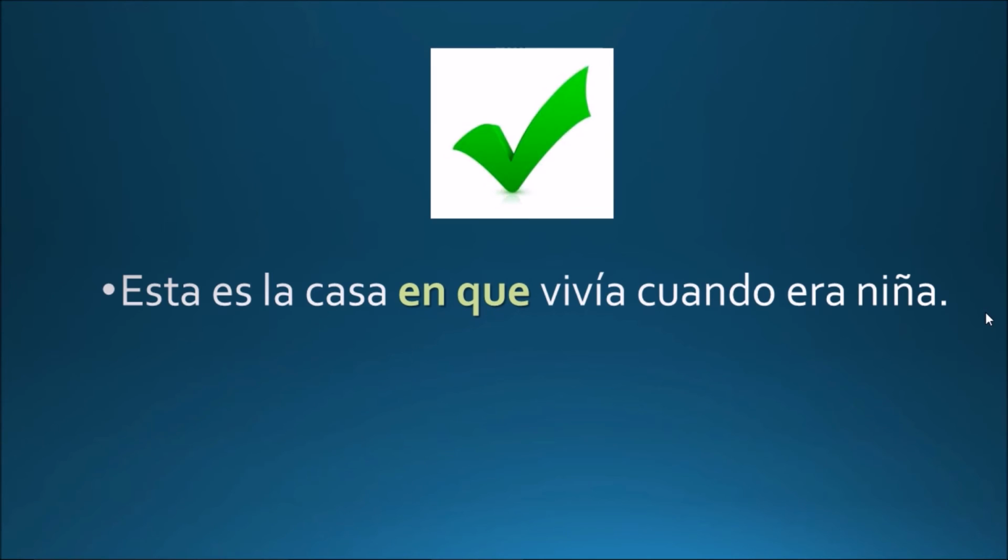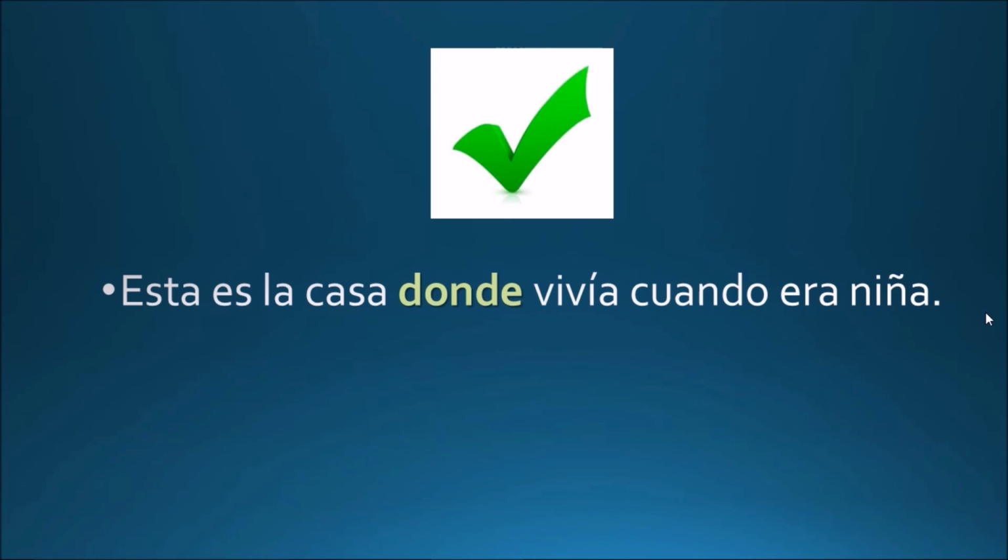Sí, es correcto. Excelente. Another thing I want to point out is that we could have said this sentence in a slightly different way and it would still be correct. Esta es la casa donde vivía cuando era niña. That's the house where I lived when I was a girl.